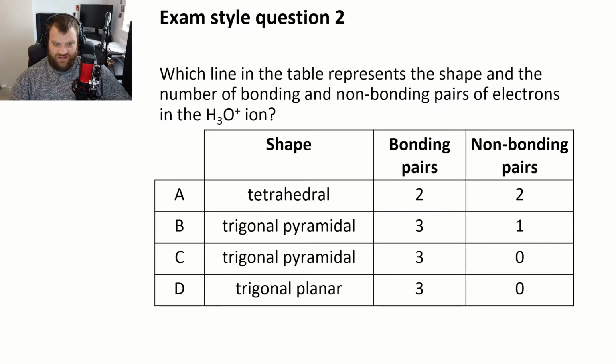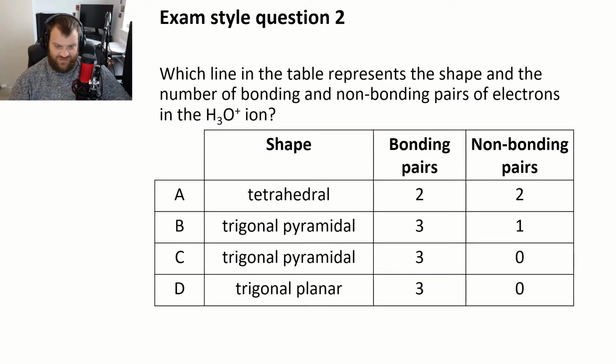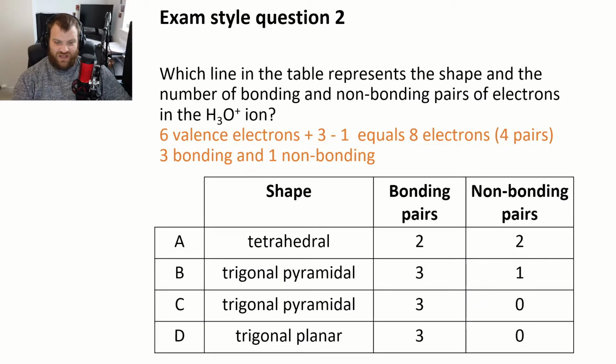In this question, we're asked about a hydronium ion. These are our various different options. We have our oxygen in the centre, which has 6 valence electrons, plus our 3 from our hydrogens, minus the 1 because it's a positive charge. That gives us 8 electrons or 4 pairs. We have 3 things attached, meaning there's 3 bonding pairs. We have 3 bonding pairs, 1 non-bonding. This will result in a trigonal pyramidal shape, which will give us 3 bonding pairs and 1 non-bonding pair.